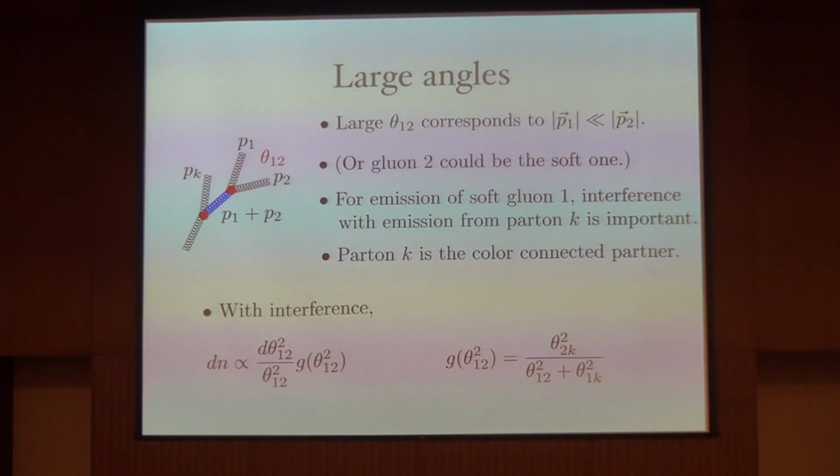So what we're really doing for large angles is emitting from a color dipole consisting of parton 2 and parton k. That modifies the color dipole nature of this, modifies the angular distribution. So it's not really just d theta 1,2 over theta 1,2 squared. That's times a factor.